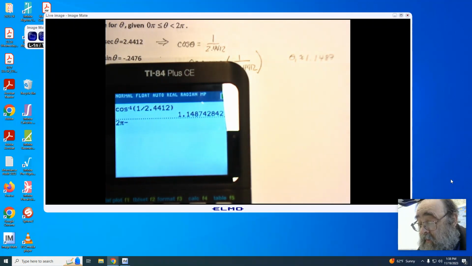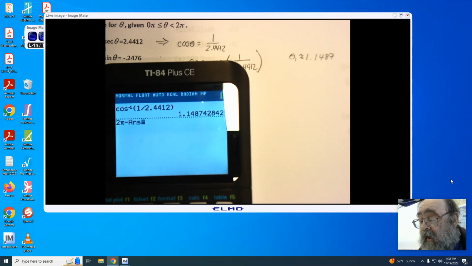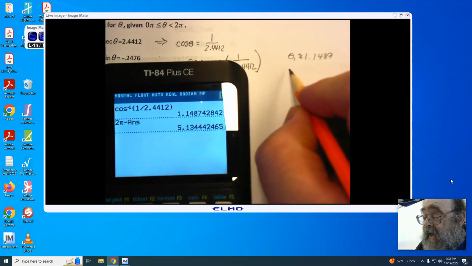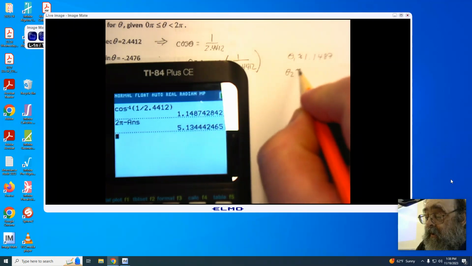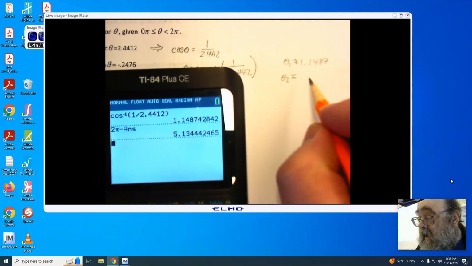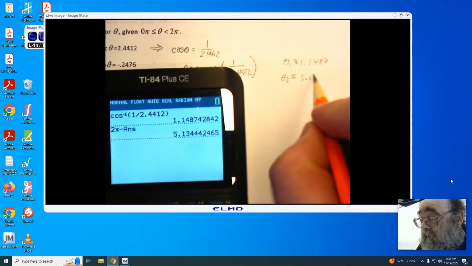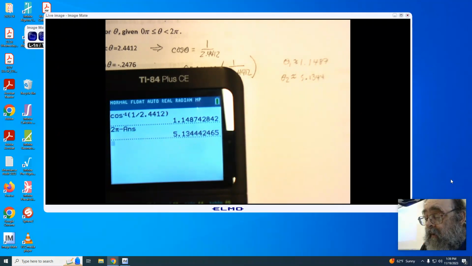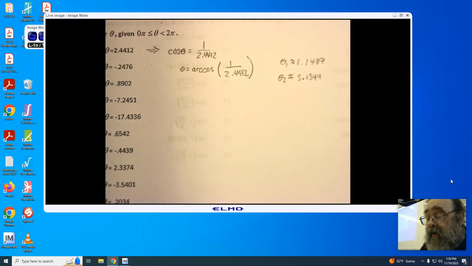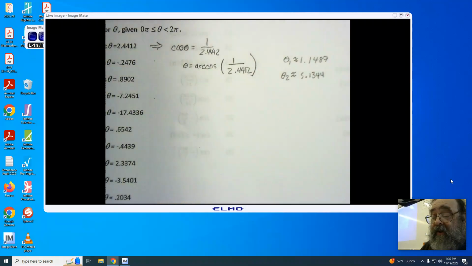minus my answer. I then click enter, and I get my second answer, theta 2. And theta 2 is now going to be 5.1344. Now both of these are in radian values, and I can now go to the next one.